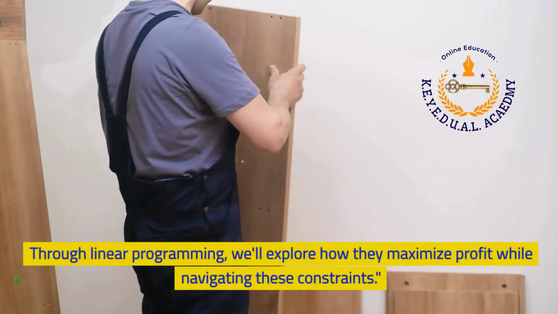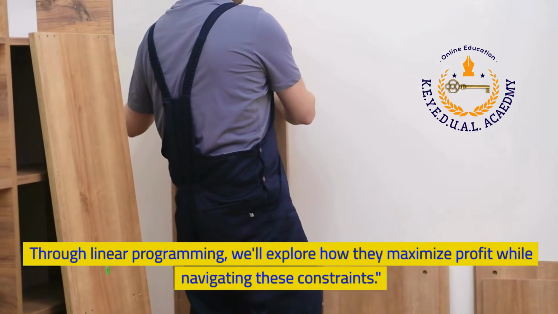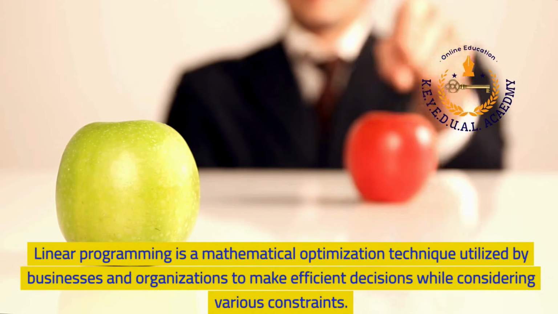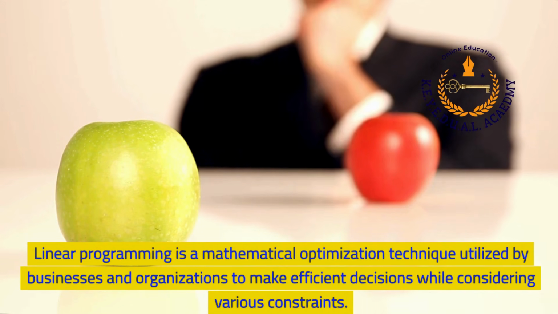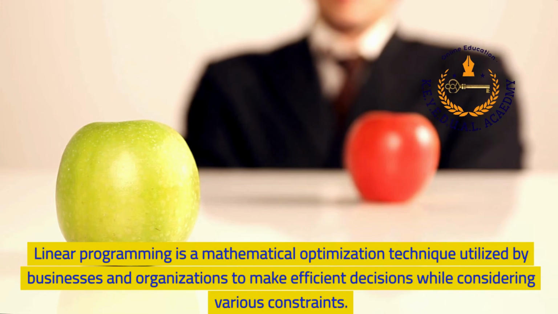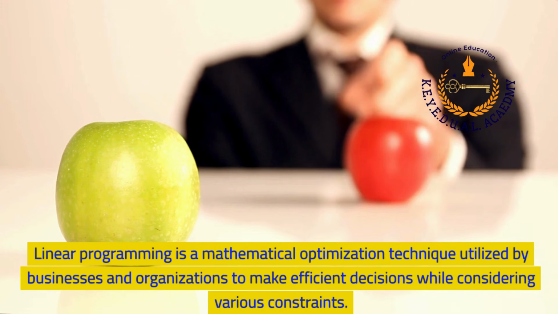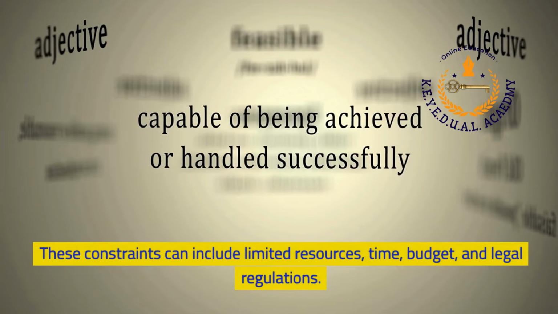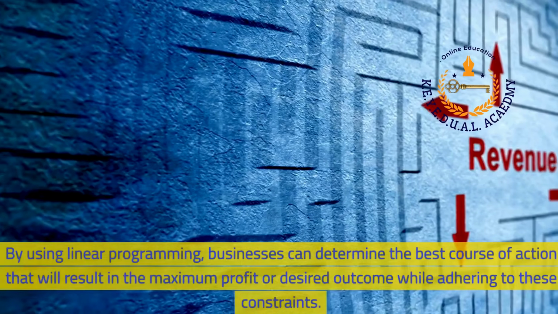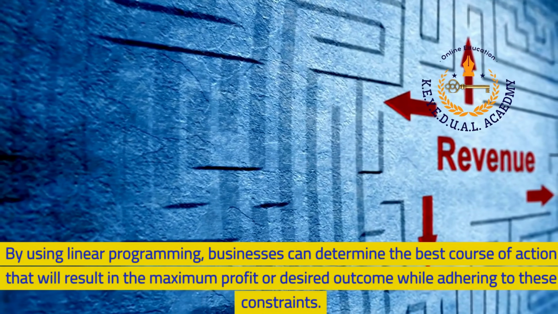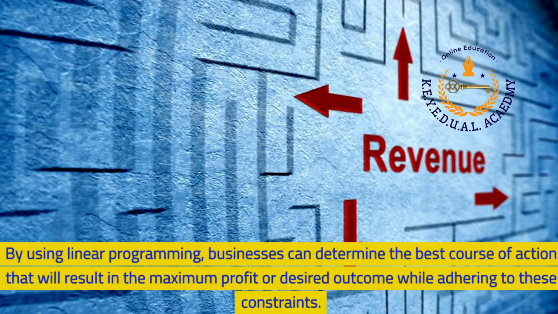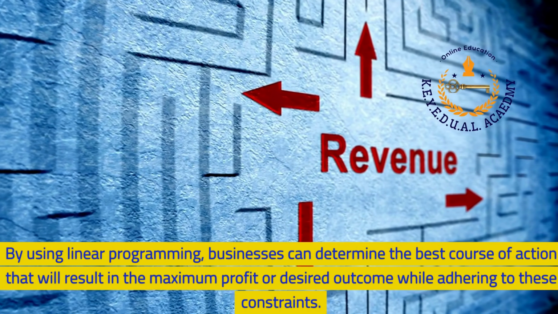Through linear programming, we'll explore how they maximize profit while navigating these constraints. Linear programming is a mathematical optimization technique utilized by businesses and organizations to make efficient decisions while considering various constraints. These constraints can include limited resources, time, budget, and legal regulations. By using linear programming, businesses can determine the best course of action that will result in the maximum profit or desired outcome while adhering to these constraints.